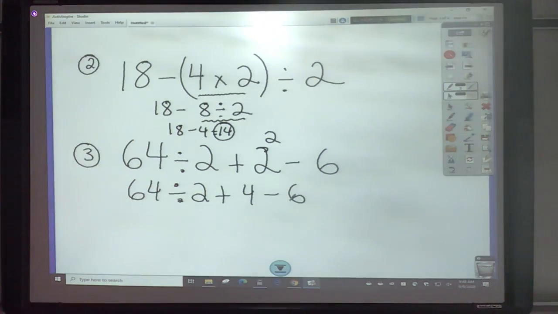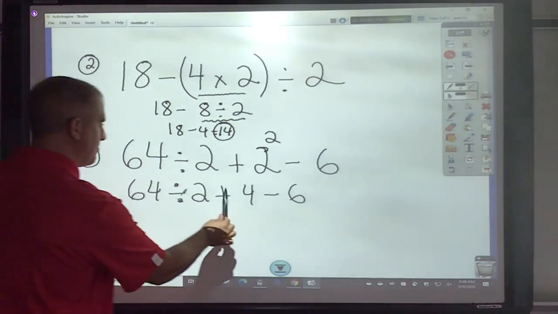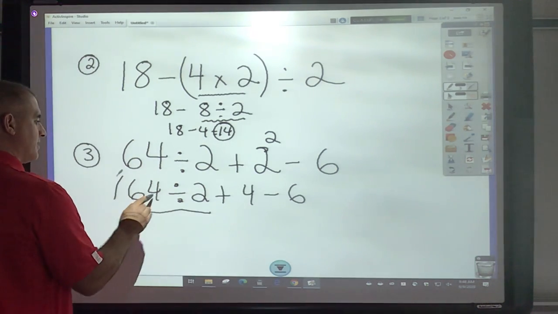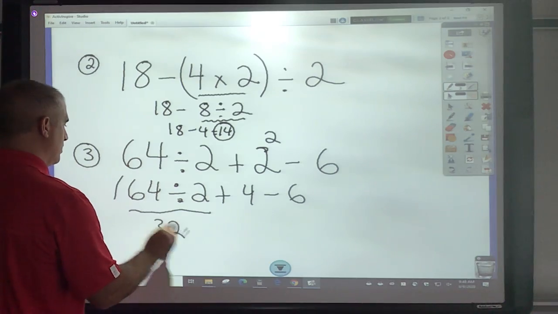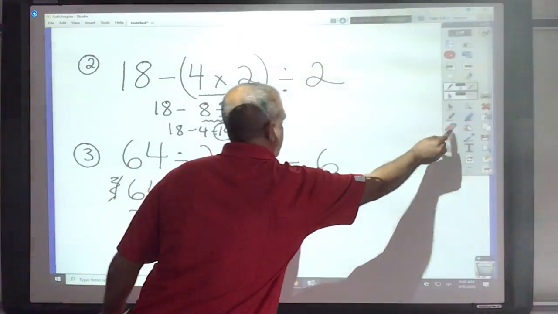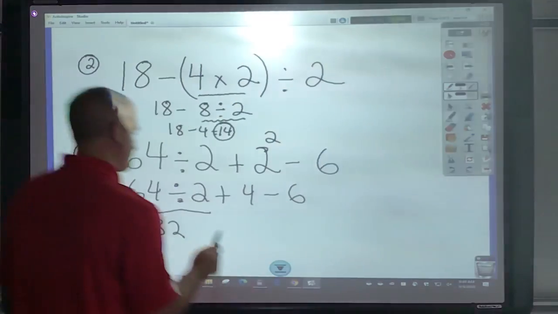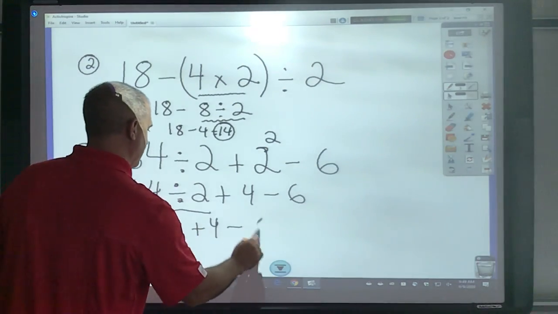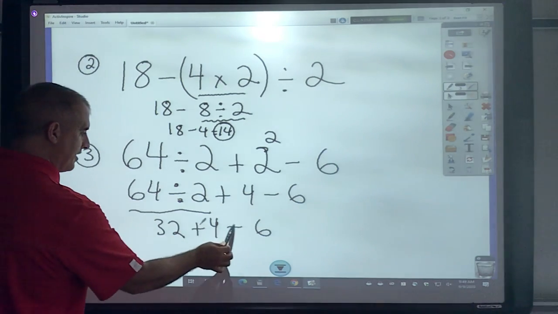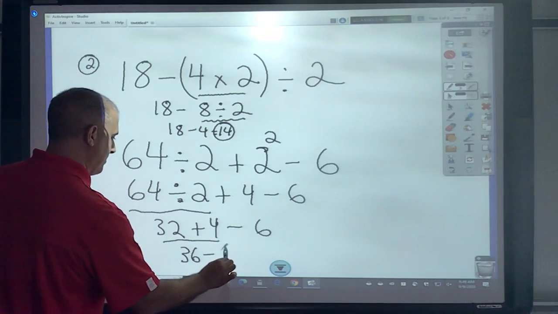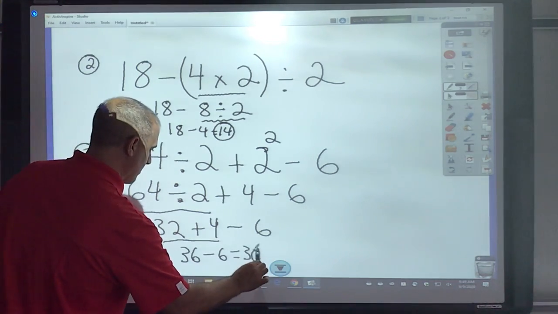Now, in PEMDAS, division beats out these, so I would end up dividing this, okay? 64 divided by 2 would be 32. We don't need that. Let me get an eraser so we don't get confused. All right. Plus 4 minus 6. Now, since we have a choice of addition and subtraction, I'm going to do this one first, which would give me 36 minus 6 would give me 30.